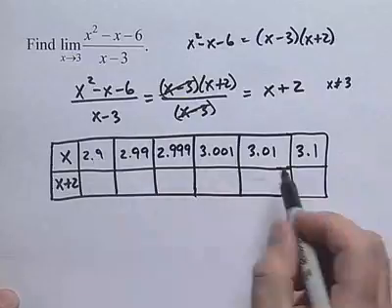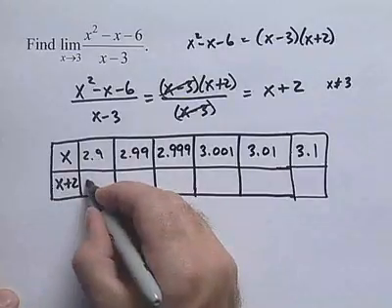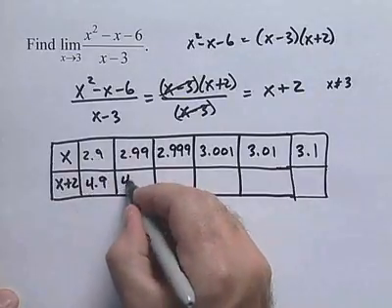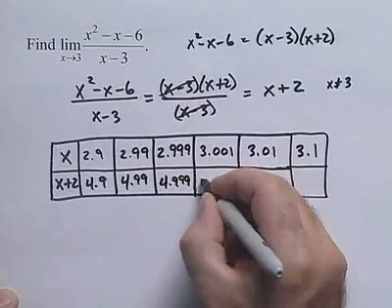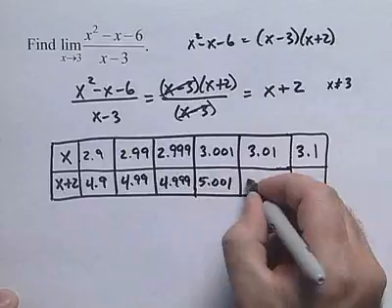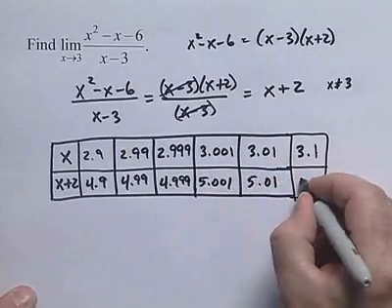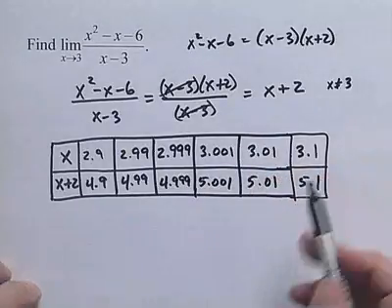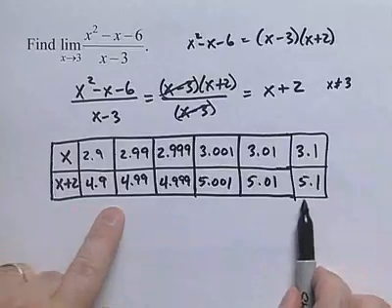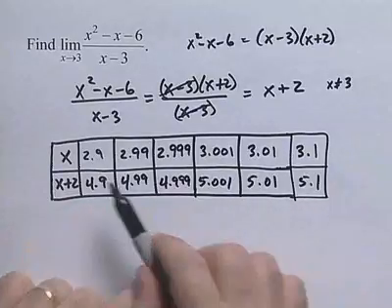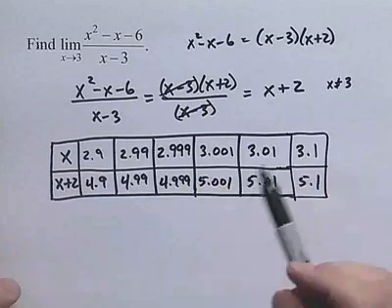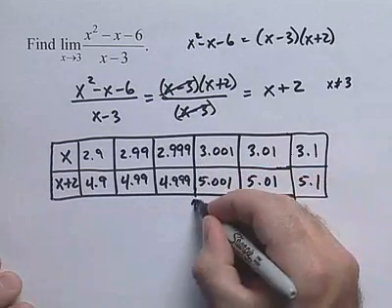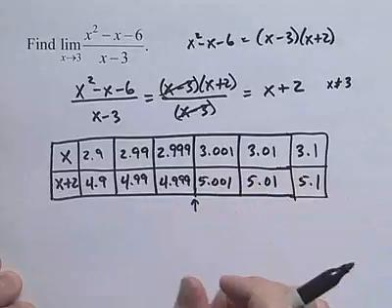And if we put in these values for x into our expression here, we'll get 4.9, 4.99, 4.999, 5.001, 5.01, and 5.1. And so we notice that as we get closer and closer to 3 from either side, it looks like our expression is approaching the value 5. Again, we're not concerned with what happens at 3, just what happens as we get close to 3.